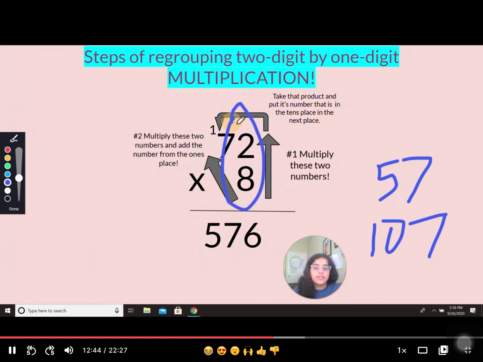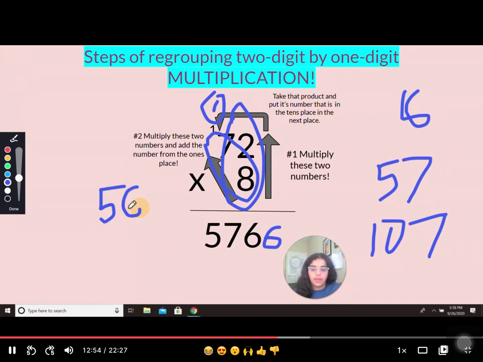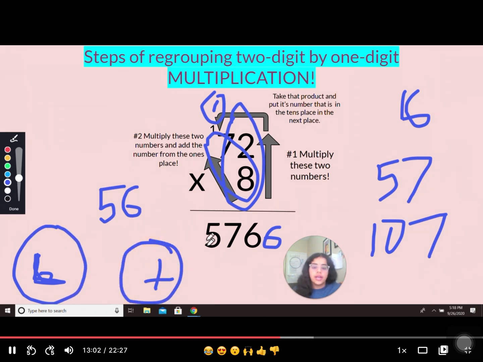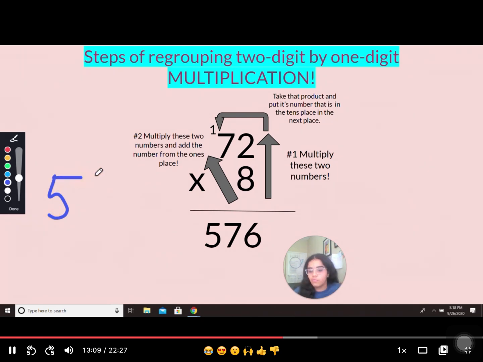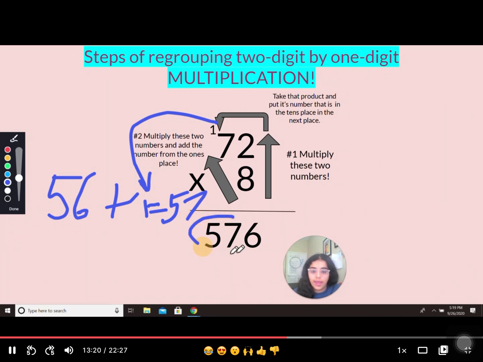So I know 8 times 2 is 16, so I put my 1 up here, as I told you guys, 6 down here. Then I did 7 times 8, which is 56. Now this is one thing, the left number that goes up there is always added. So 56 plus that 1 down here would equal 57, and that is exactly why our 57 is up here.